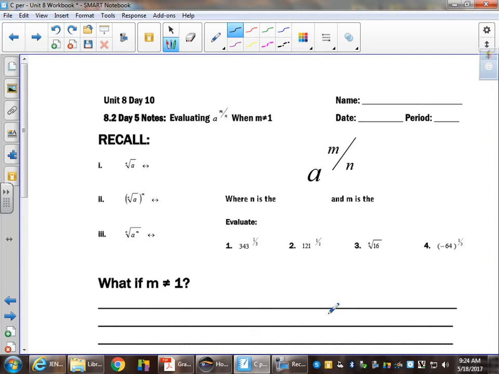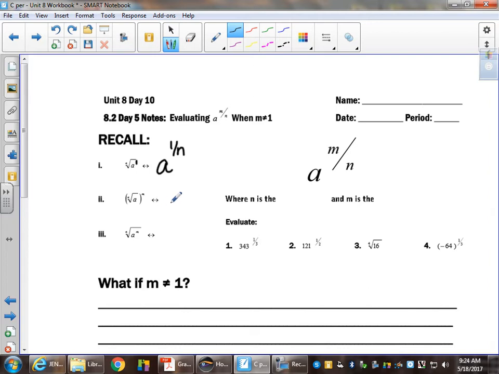Notes for today. First, we're going to start off reviewing notation. The nth root of a is the same as a to the 1/nth power, where the denominator is still the what? N is always the root. Where did this 1 come from? Where is the 1 that's just not written? A to the first. Good.